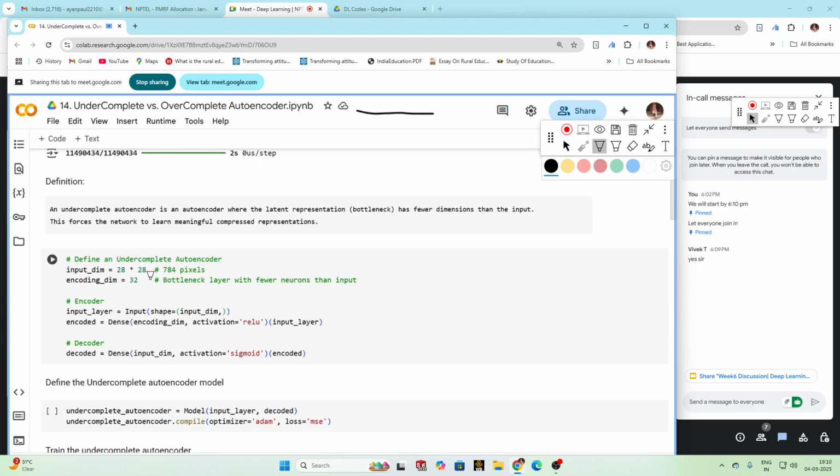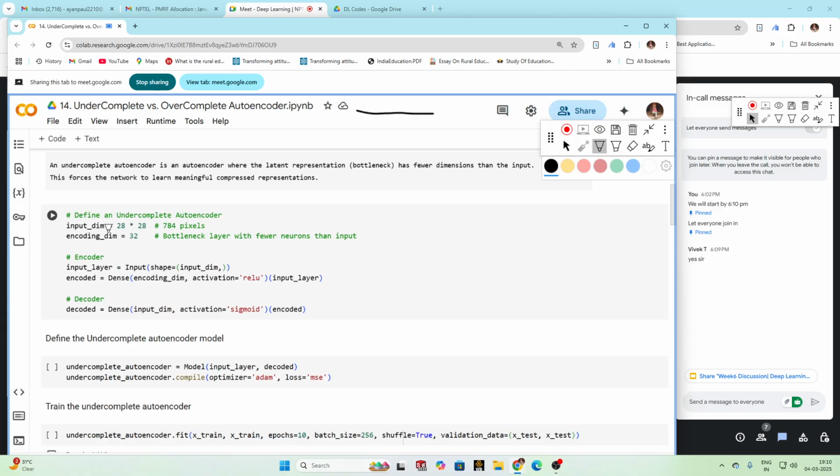And then I will be using an under complete autoencoder first. We have just discussed what an under complete autoencoder is, and this is how you define an under complete autoencoder.